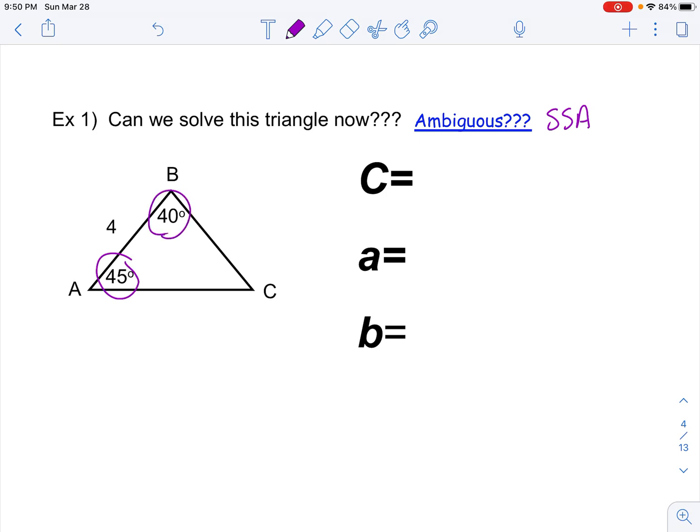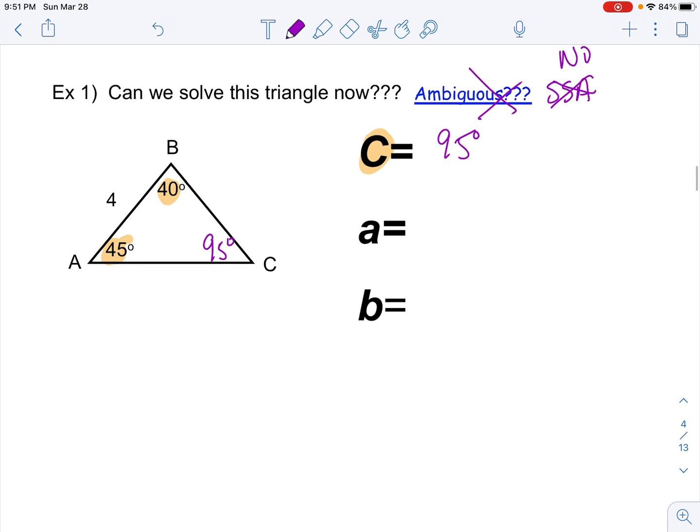So in this case, it is not going to be the ambiguous case, so we can say no, because of the fact that we were given two of the angles. Okay, this was actually the triangle that we started with in the beginning of today's notes. So the nice thing is to find angle C, that's actually pretty easy because we were given two of the angles. So if I subtract those from 180, that gives me 95 degrees.